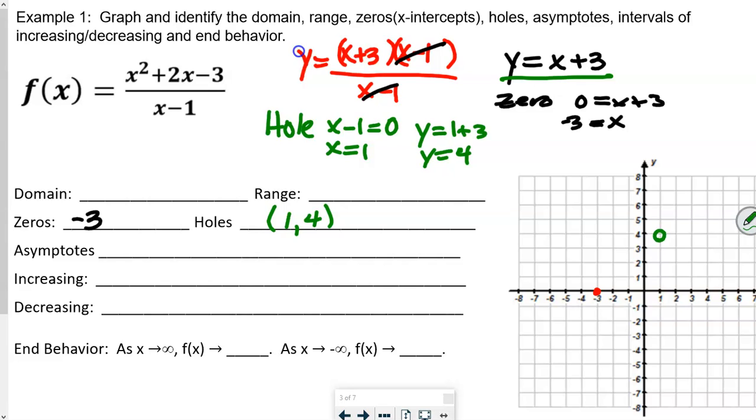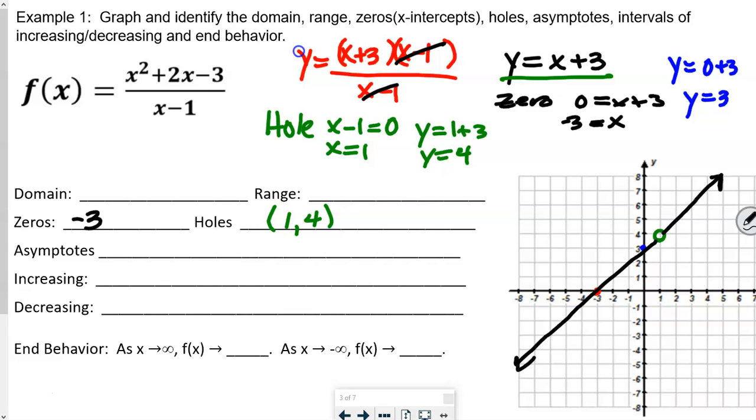And then there's one other point that I could plot, and that would be putting 0 in for x and solving for y. So y is equal to 0 plus 3. So y is equal to 3. So there is yet another point that we could use to plot. Then we can draw our graph of our line. And it's going to be a line. We know that because it's an x to the first. Okay, so we're going to draw through here and on the other side of here.